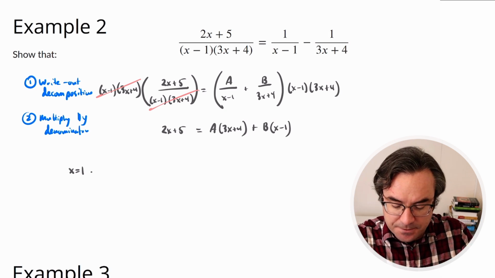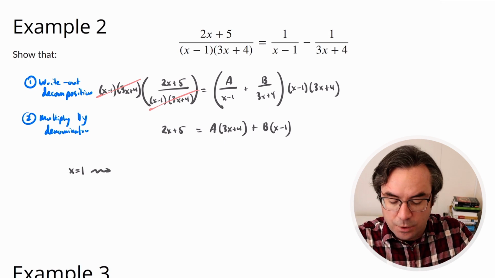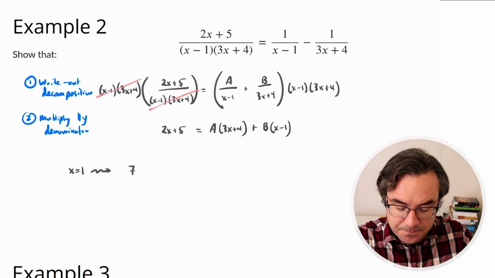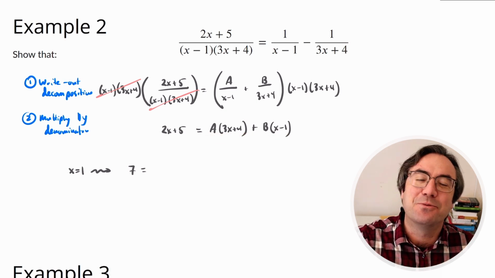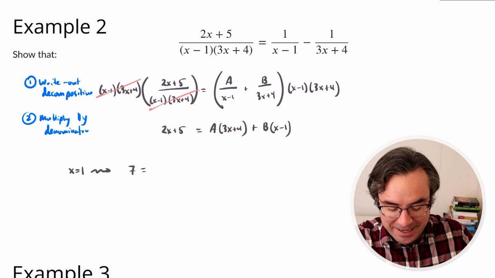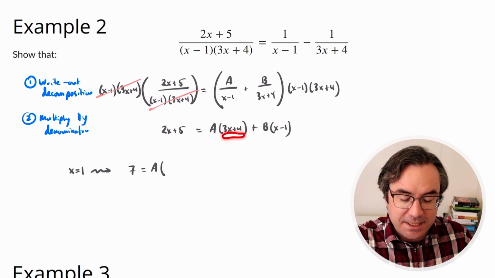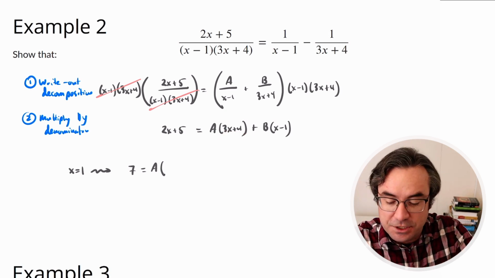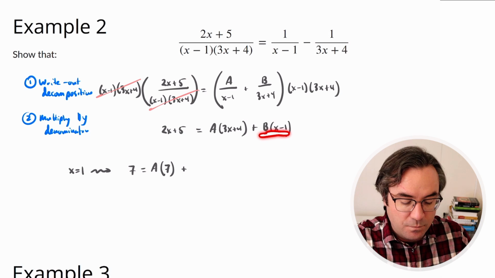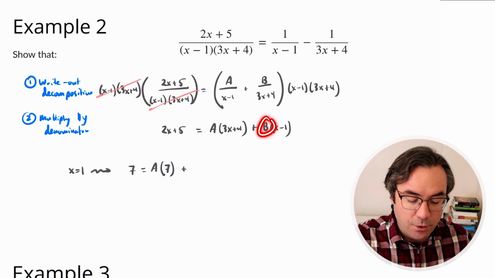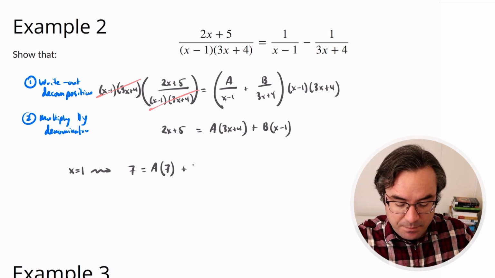So when we do this, plug 1 into the left side, we're going to get 2 plus 5, which is 7. And then if we plug 1 into the right side, we're going to get a. We don't know what a is yet. And when we plug 1 into here, we get 3 plus 4, which is 7. And then when we plug 1 into here, we don't know what b is, but then we get 1 minus 1, which is just 0. So we end up with b times 0.